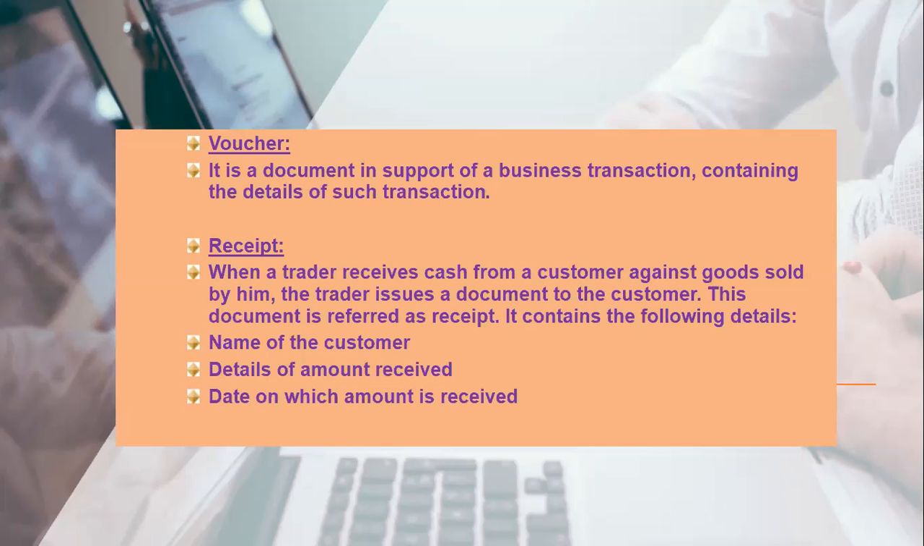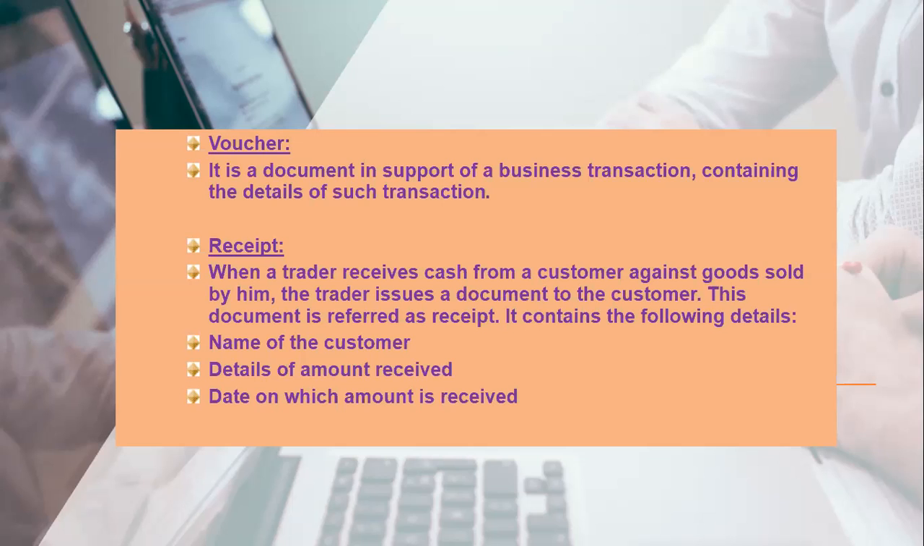Voucher. It is a document in support of a business transaction containing the details of such transactions like particulars, quantity, rate, and value. Receipt. When a trader receives cash from a customer against the goods sold by him, the trader issues a document to the customer for the cash payment done. This document is referred to as a receipt. From the customer's point of view, as they have made the payment to the suppliers, they will be getting this receipt. It contains the following details: name of the customer, details of amount received, and date on which the amount is received.